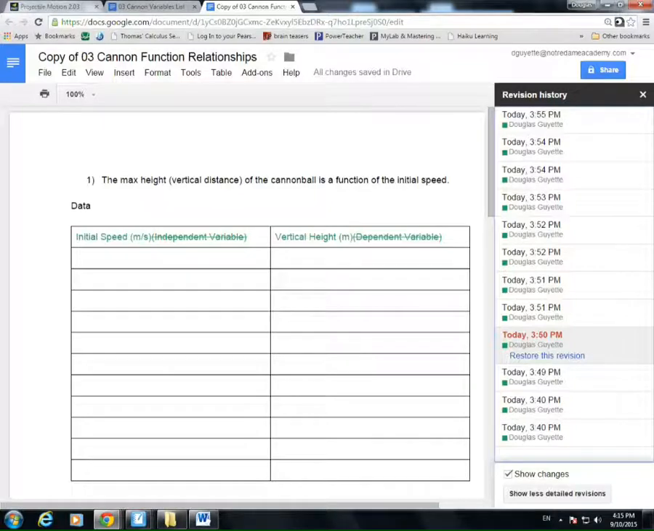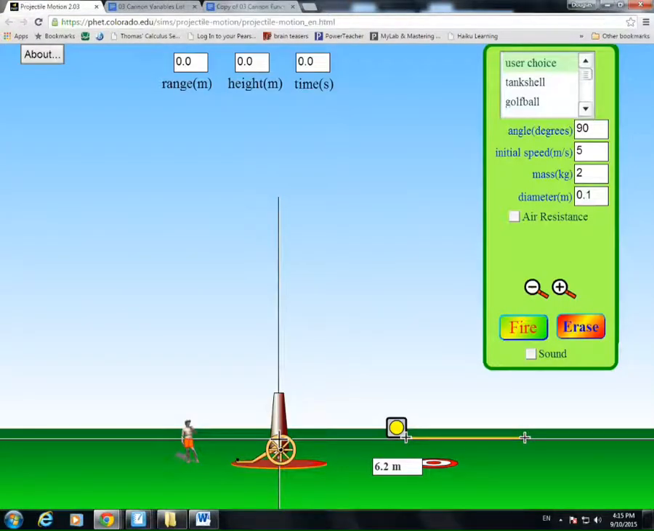Then I have to collect data, so I go back to the simulation, I change my initial speed to whatever I want to start with. I'm going to go by 5s here, and I'm going to launch the cannonball. As you can see right here, the cannonball did not go very far. It didn't even get out of the cannon, in fact. But I can still measure what happened to it, so I'm going to line up the tape measure on the crosshairs, and then I'm going to grab the other crosshair and pull it up to the maximum height attained by the cannonball. And I could read this right off there.